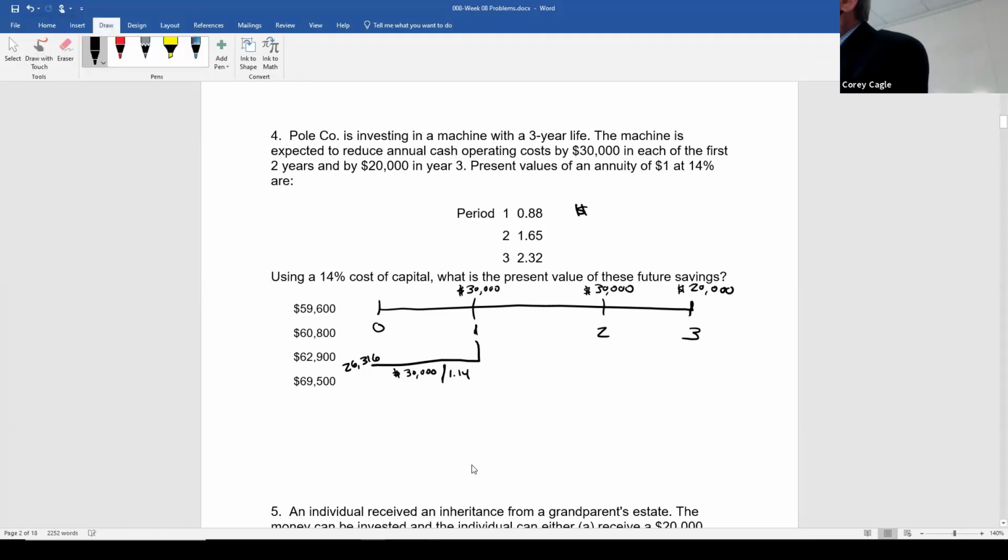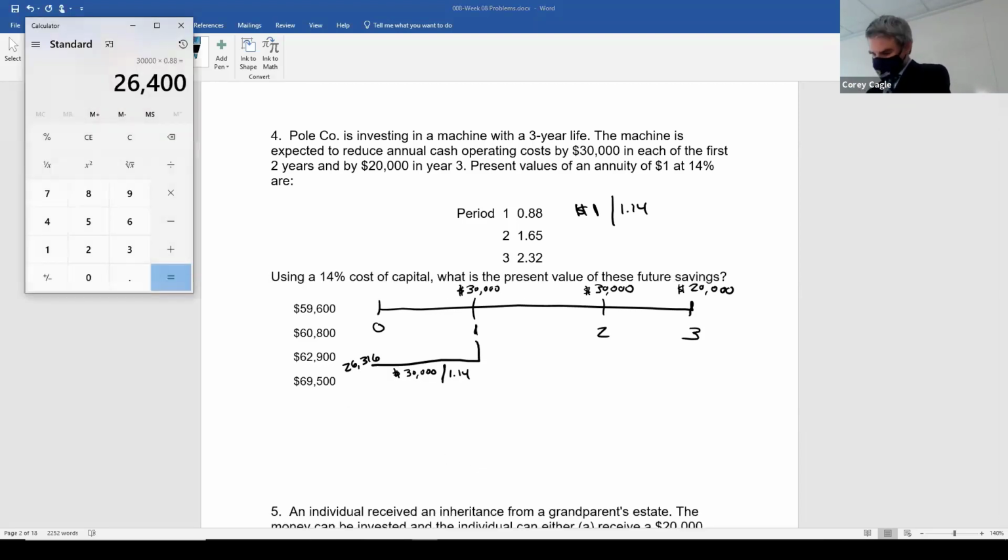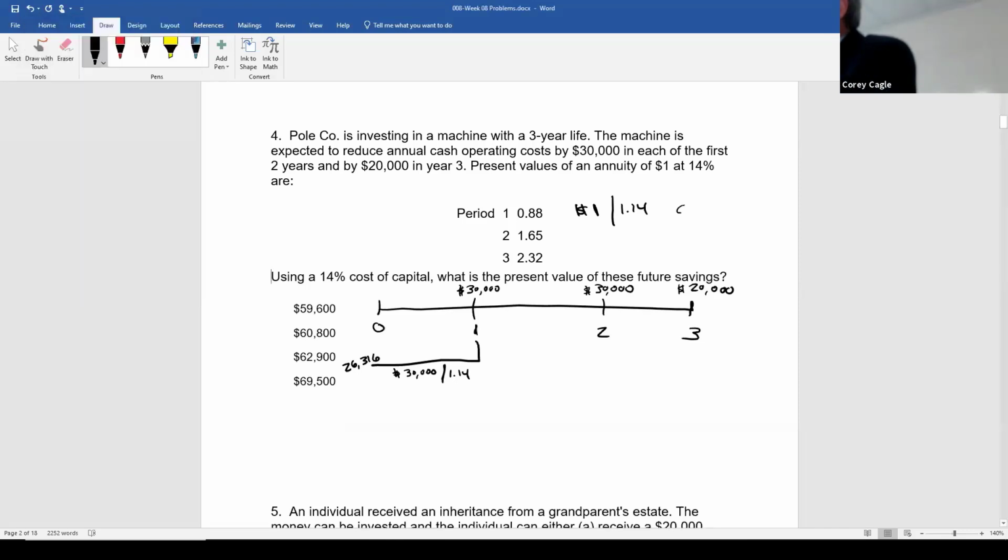That's the way those table values are figured out, right? They took $1 and divided it by 1.14. What is $1 divided by 1.14? $0.87719. Right, 0.88. That's how those tables are built, right? They just take $1 and divide by 1 plus the interest rate. For the second year, they would do it twice. For the third year, they would divide it 3 times. Now, these are annuity numbers, so that's not really working.